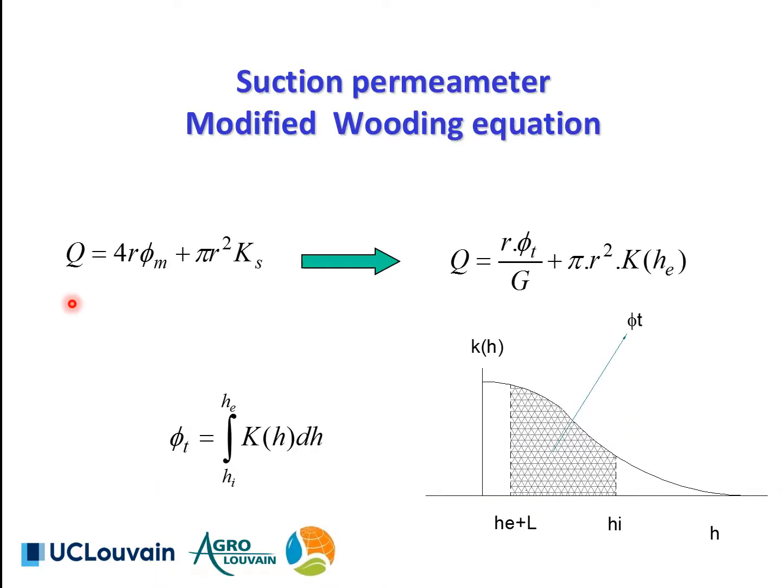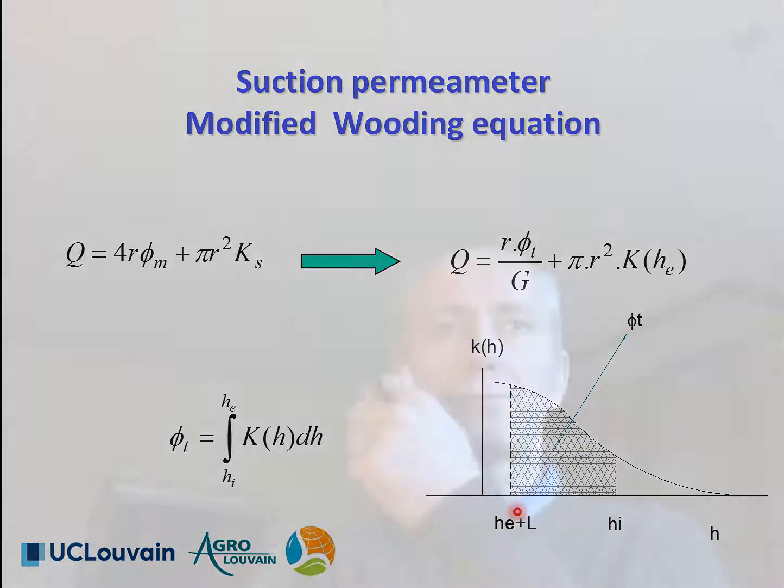The analysis of the suction infiltrometer again relies on the Wooding formula. In this case, the matrix flux potential needs to be adapted to consider only the porosity of the soil that effectively participates to the unsaturated flow. In this condition, we integrate the hydraulic conductivity curve between HI and the initial suction head of the soil below the infiltrometer and HA plus L, the suction head that is imposed at the soil surface.